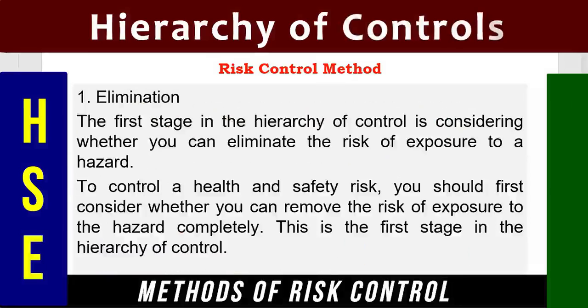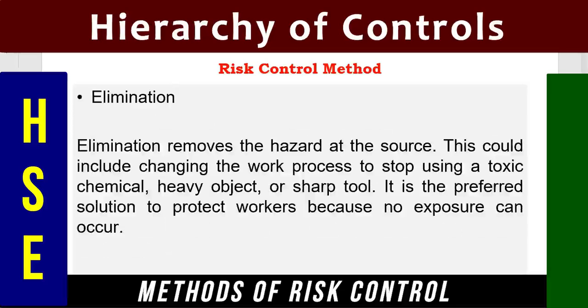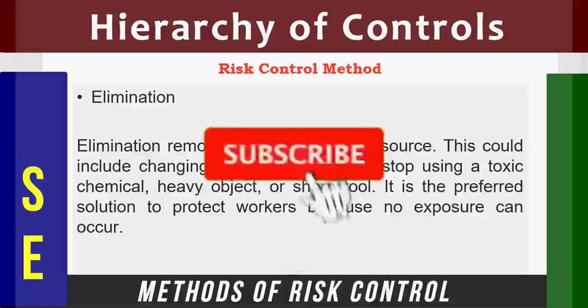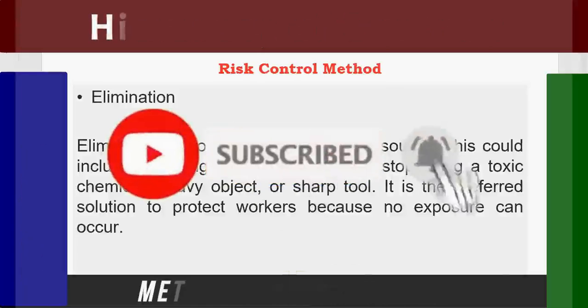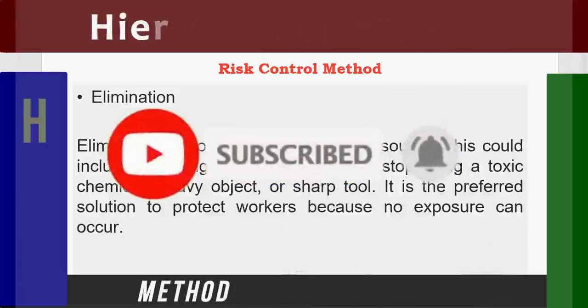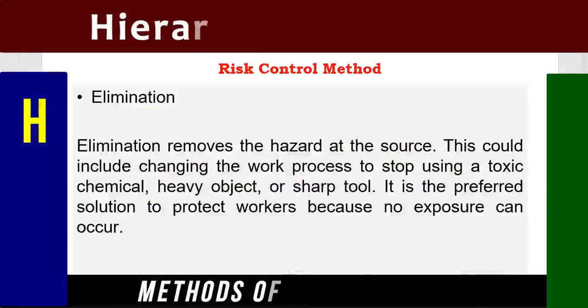Let us start with the first element, that is elimination. The first stage in the hierarchy of control is to control a health and safety risk. You should first consider whether you can remove the risk of exposure to the hazard completely. Elimination removes the hazard at the source. This could include changing the work process to stop using a toxic chemical, heavy object, or a sharp tool. It is the preferred solution to protect workers because no exposure can occur.